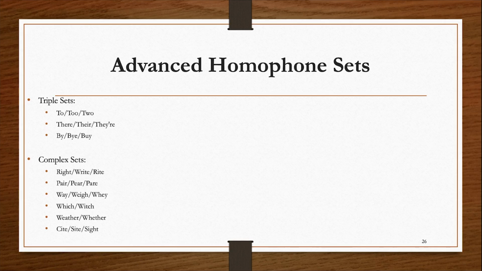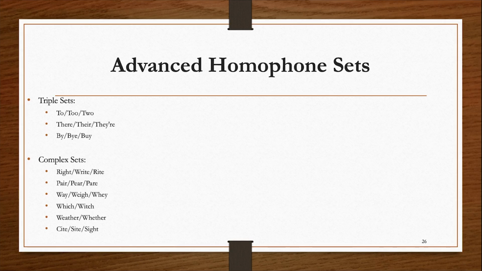And then cite. That is, cite is to refer to a source or mention. Please cite your sources in the essay. Whereas site is a location or place. And sight is the ability to see or something seen. That is, the sight of mountains was breathtaking.